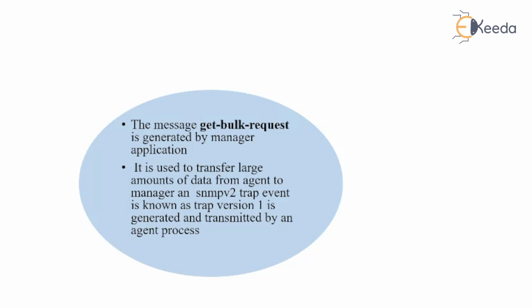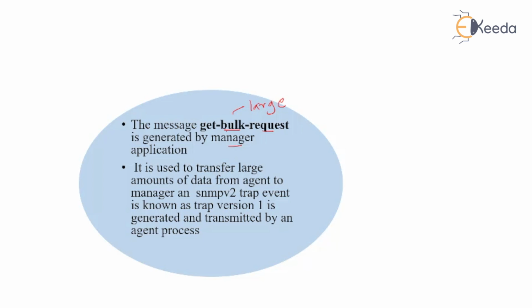After that there is one more request or event. It is known as get bulk request. Again, it is generated by the manager application. The name itself indicates that bulk means huge. A large amount of data can be transferred or exchanged. It is used to transfer a large amount of data from agent to manager, and the SNMP V2 trap event is also known as trap version 1, and it is generated and transmitted by the agent process.